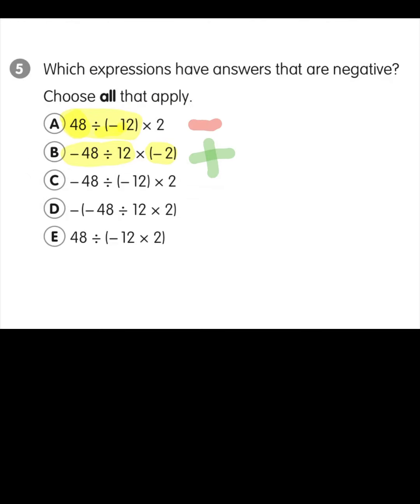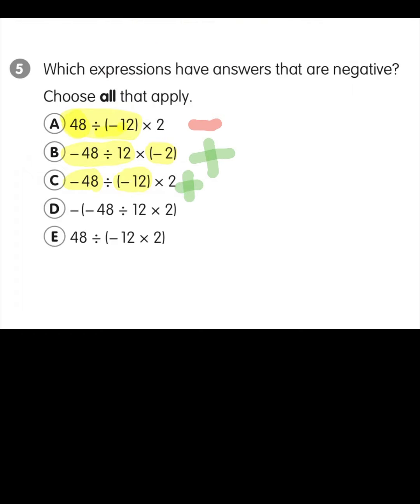Okay, let's do C. We have a negative divided by a negative, so that's going to produce something positive, multiplied by a positive. Oh, that's positive all around. So that's also positive.